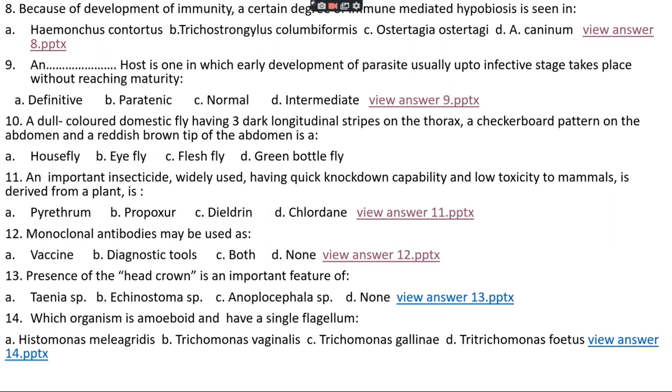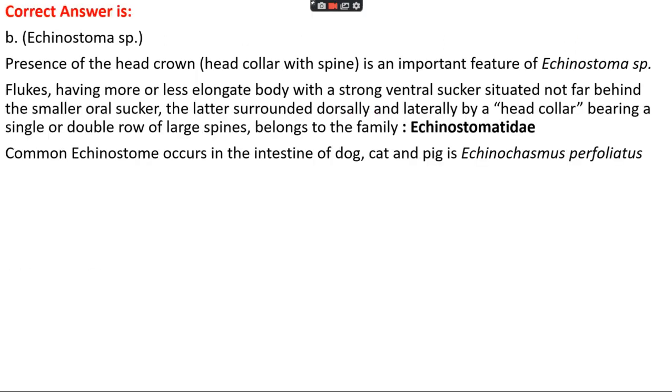Question number 13. Presence of the head crown is an important feature of: option A, Taenia species; option B, Echinostoma species; option C, Anoplocephala species; option D, none. The right answer is option B, Echinostoma species. Presence of the head crown refers to a head collar with spines, which is an important feature of Echinostoma species. It belongs to family Echinostomatidae.